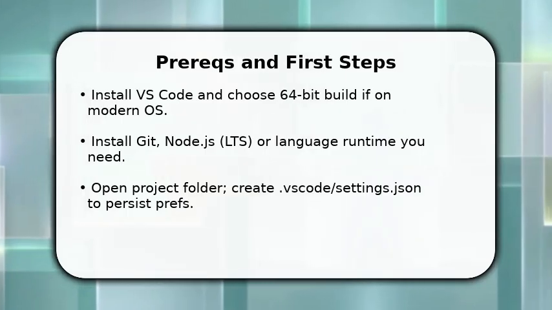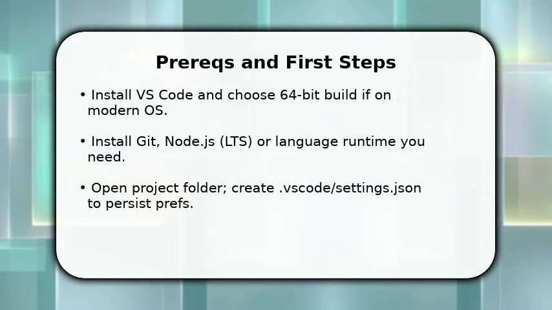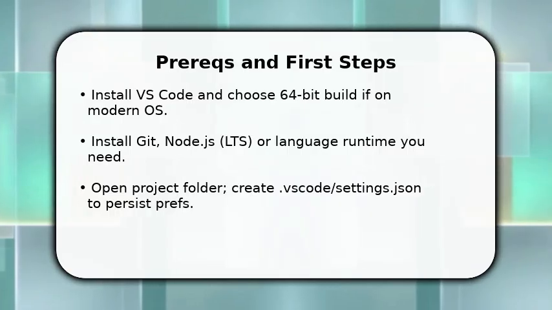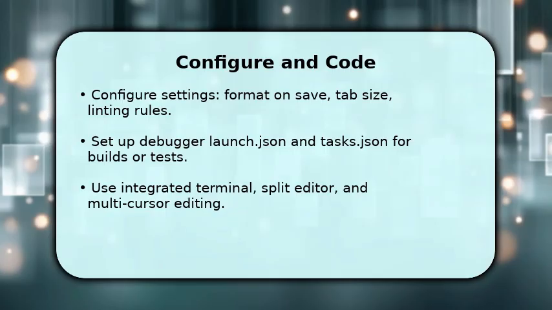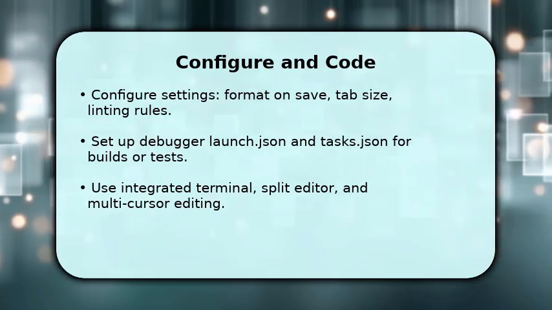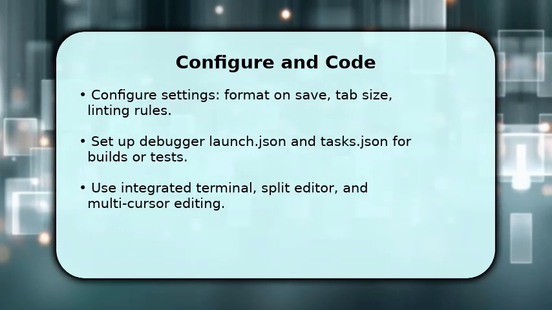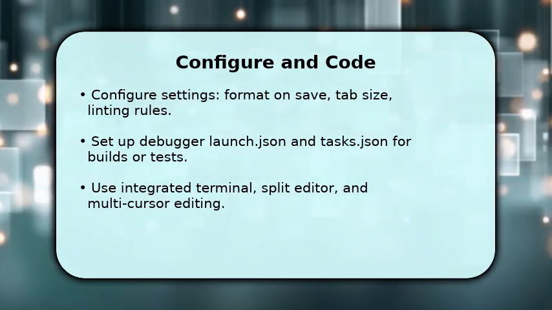Now you have an environment ready, so proceed to configure the editor and key extensions for efficient coding. You now configure behavior and start coding with intent. Set format on save, tab size, and linting rules so code stays consistent. That avoids style debates later. Create launch.json to run and debug, and tasks.json to automate build or test commands.